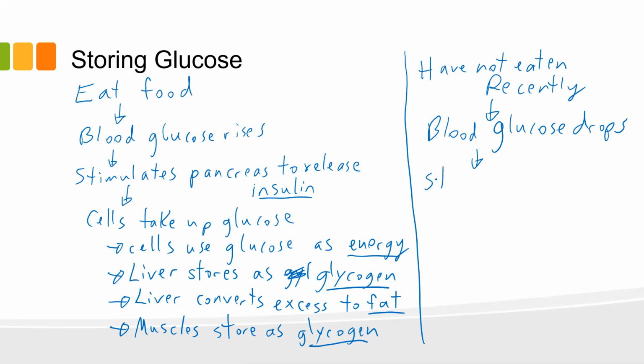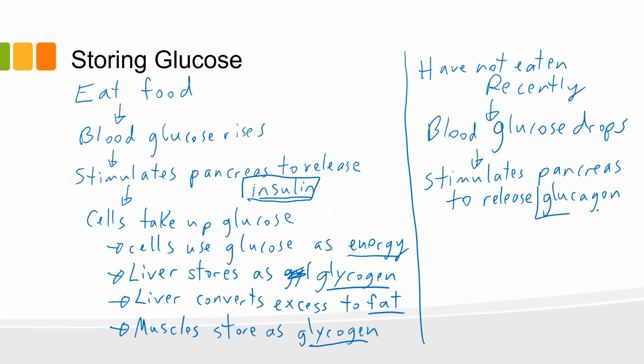This actually stimulates the pancreas to release a different hormone. And this hormone is called glucagon. Kind of a cool name, really. Glucagon. So insulin is when your blood glucose spikes, and glucagon is when your blood glucose drops.